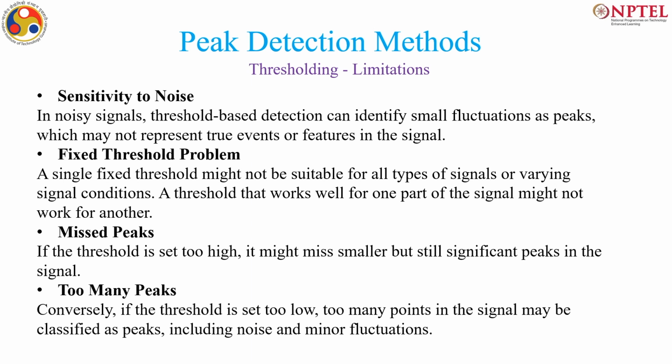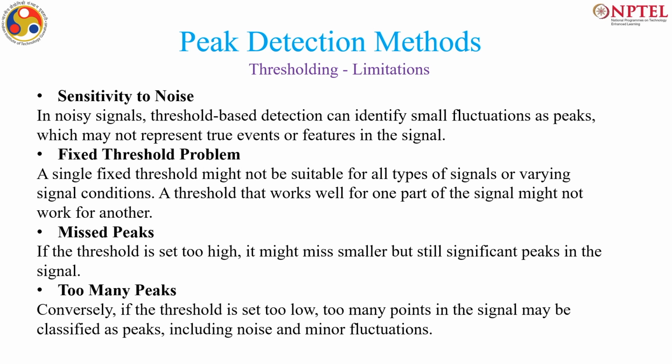So, what are the limitations of this method? Although this method is very easy to understand, it is highly sensitive to noise. If there are small fluctuations, those will be identified as peaks, which may not even signify any physical phenomena in the original signal. Then there is the fixed threshold problem, just like the fixed window size in zero crossing detection. A fixed threshold may make it difficult to detect peaks, especially for non-stationary signals.